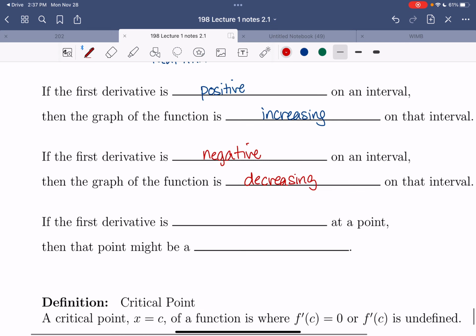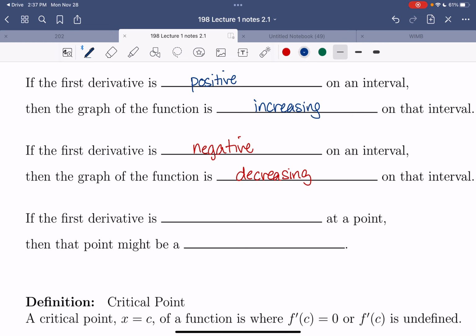And if the first derivative is equal to 0 at a point, then that point might be a local max or a local min here. Notice, and I'm going to highlight it, the words might be, okay? In our case, we could see the local min, and then we showed that it had 0 slope. This is the opposite direction, right? It's saying, well, if the slope is 0, do we have a local max or min? And the answer is maybe, okay?